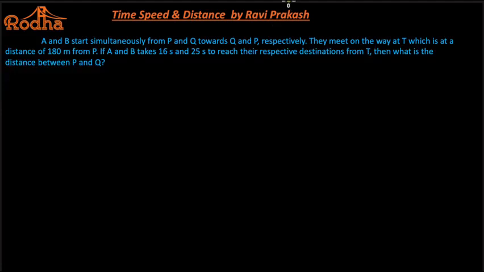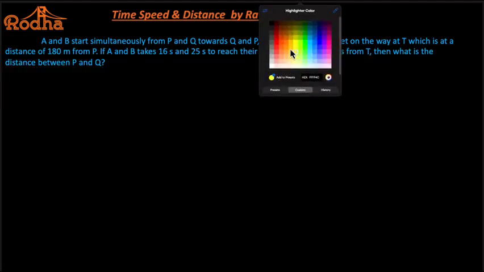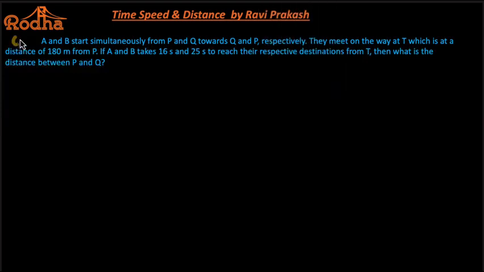Now look at question 3 here. What this question 3 is saying here is, A and B start simultaneously from P and Q towards Q and P respectively. Okay, and they meet on the way at T, which is at a distance of 180 meter from P. Right. So again, let's make a diagram for this here.